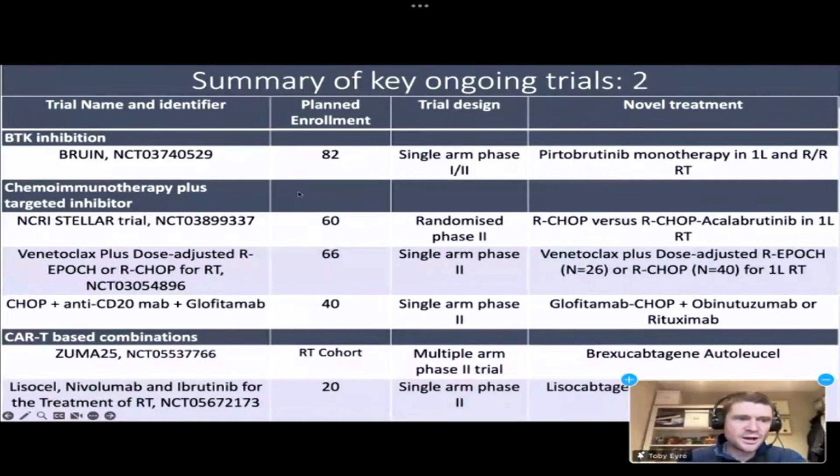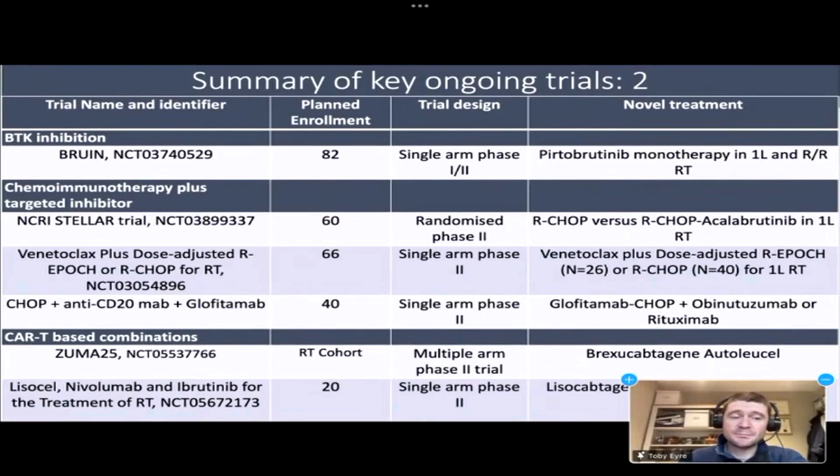And then I just want to highlight a couple of other studies. So in the UK, we have the ongoing trial of R-CHOP versus R-CHOP plus acalabrutinib. It's called the STELLA trial. It's recruited now over 40 of the 60 patients. So we will hopefully see results of that in the relatively near future. And then this is another interesting study where glofitamab is being added into immunochemotherapy in a 40-patient single-arm study. So again, that's an area of real interest.